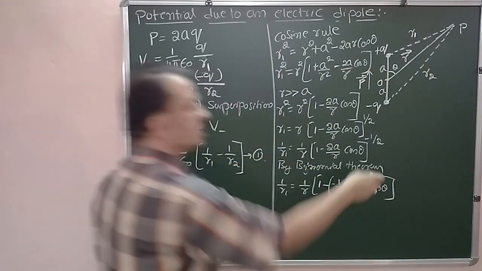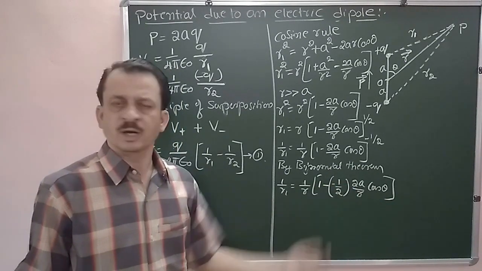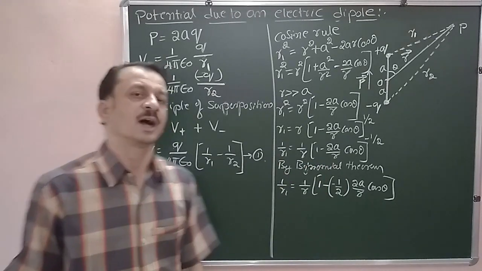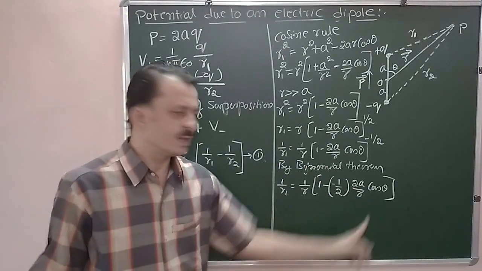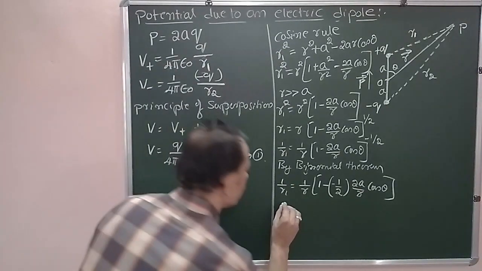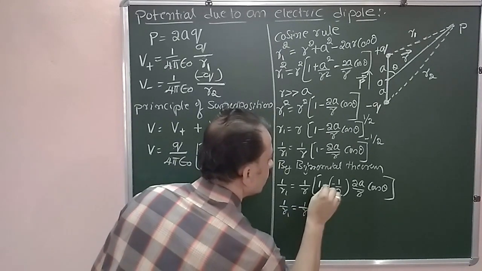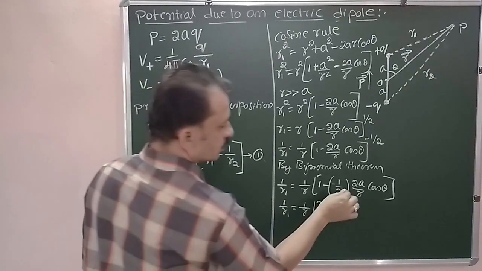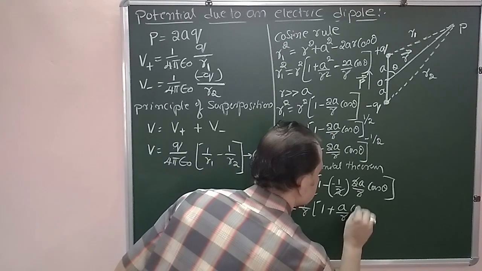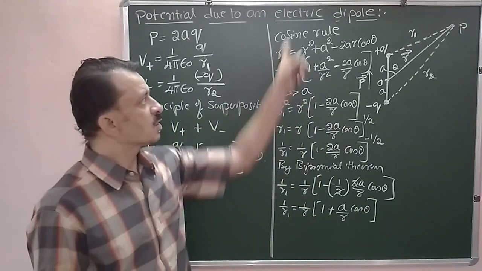into cos theta. We are getting other terms also having a square by r square, a cube by r cube, higher order terms. Since they are very small, we will neglect the higher order terms, retaining only the first order term, that is a by r. So therefore, 1 by r1 is equal to, finally we will get 1 minus of minus, it becomes plus. Now look here, the 2 gets cancelled. It is 1 by r into 1 plus a by r cos theta. This is according to the cosine rule.